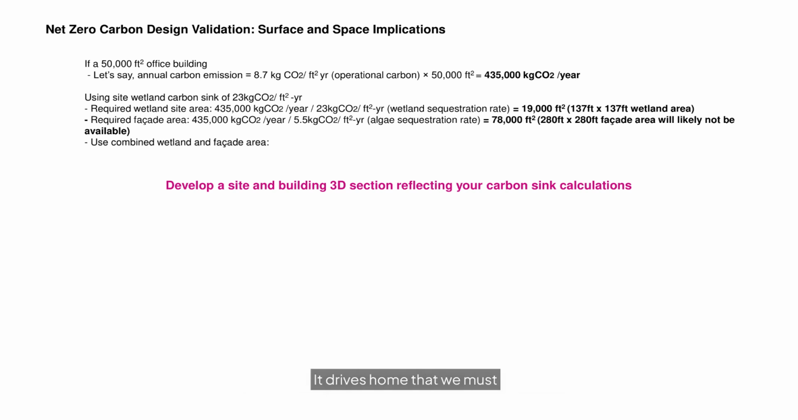Offsetting all emissions of a sizable building is non-trivial. It drives home that we must drastically reduce emissions through efficiency and design, lowering that 8.7 kg CO2 figure, while expanding renewable generation and carbon sinks. In a design studio or practical context, one might take these numbers and plan a solution. Maybe reduce the building's consumption so emissions drop to 4 kilograms per square foot, then a smaller wetland or forest patch plus some algae panels could feasibly balance it out.